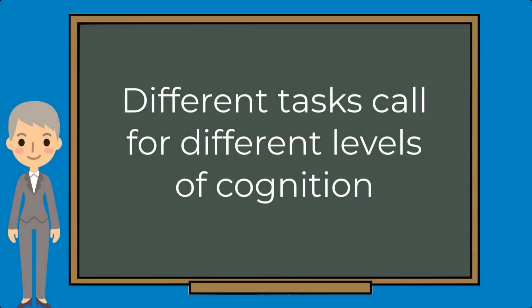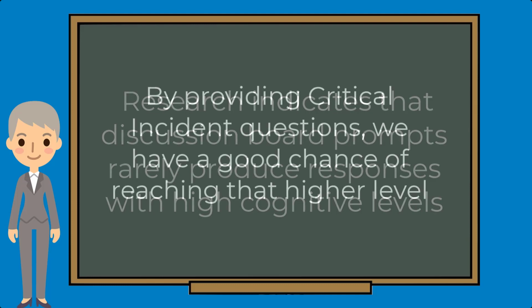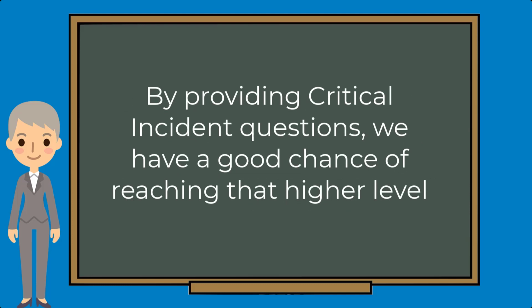Remember, different tasks will call for different levels of cognition. However, research indicates that discussion board prompts rarely produce responses with high cognitive levels, even when that's the intention of their instructors. So, given what we've just looked at, we know that by providing critical incident questions, we have a good chance of reaching that higher level with the resolution phase of the PIM.